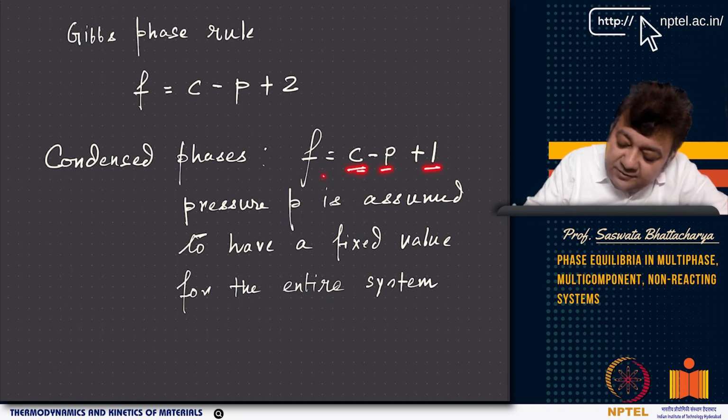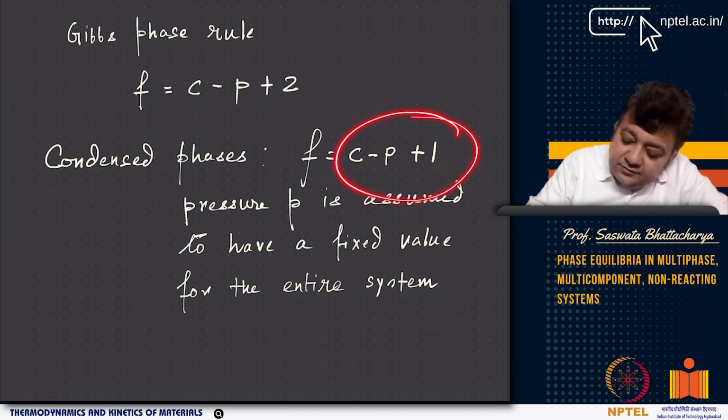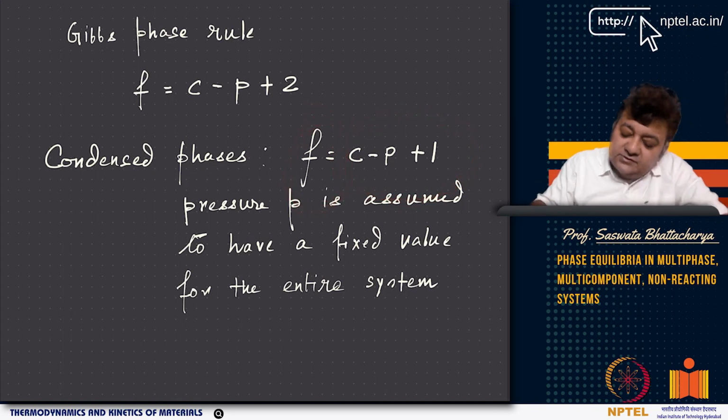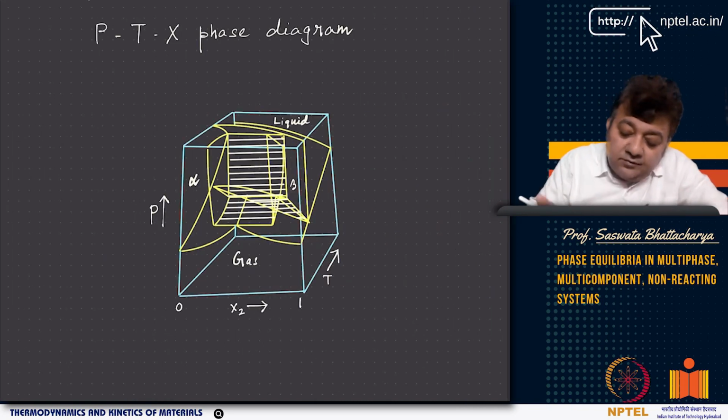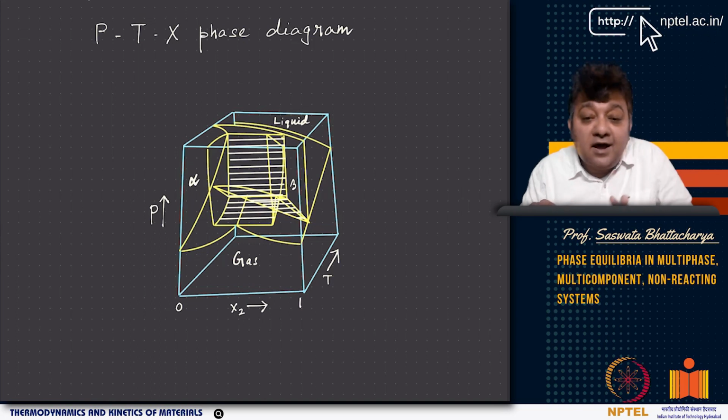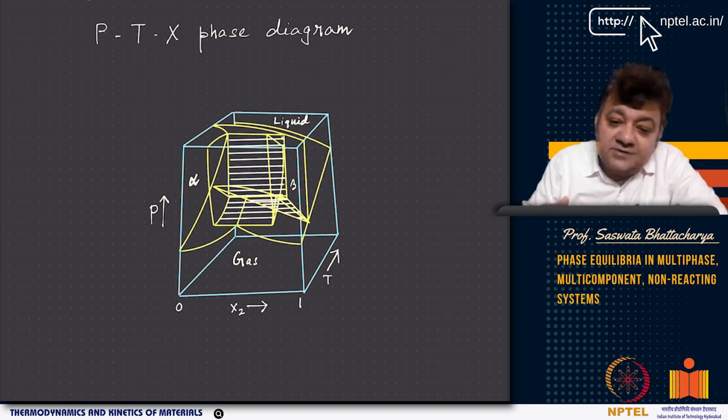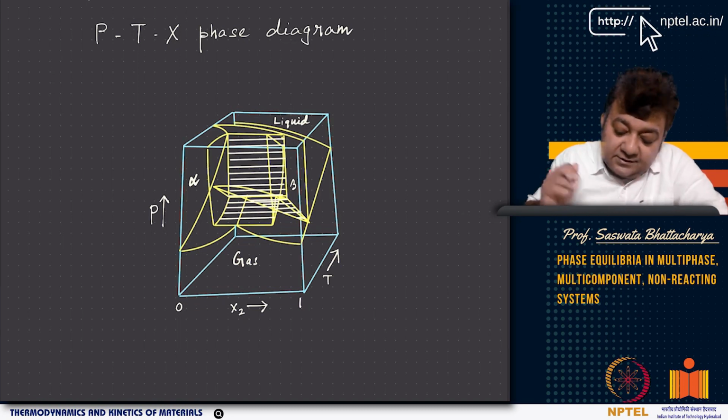C is the number of components, p is the number of phases, and you have plus 1, and these basically give you the degrees of freedom, right? So if you want to look at a phase stability map, if you have a gas phase, you cannot use the condensed phase diagram.